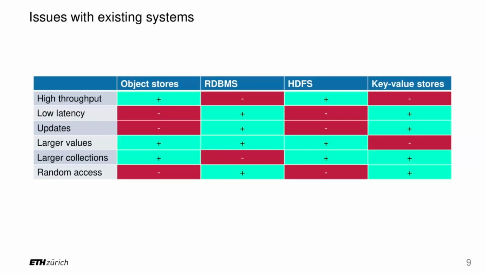You can see that none of the systems so far checks all these boxes, right? If you look closer, for example, in object stores, you don't have a low latency. It takes some time to get and put the objects. You cannot do finer grained updates in place. You have to upload and download entire objects. And you don't have random access. In a relational database management system like PostgreSQL, you don't have high throughput. It's limited. It's a single machine. And you're also limited in the size of the collection, because that cannot exceed one machine.